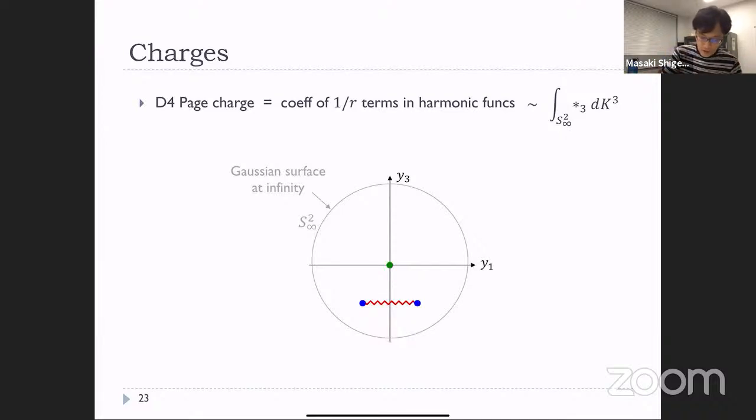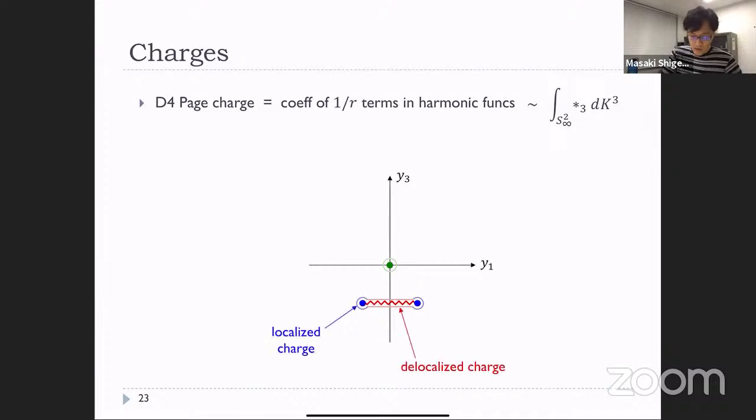And this zigzag line is the cut for this gamma function. So we have this gamma, which is monodromic, so I have to take the cut to be somewhere, and I took it to be here. Then if you move the Gaussian surface like this, there's some contribution from this blue part and the red part, because I just cannot deform this Gaussian surface any further. I call the blue part the localized charge, and the red part the delocalized charge, because that's all I can do.